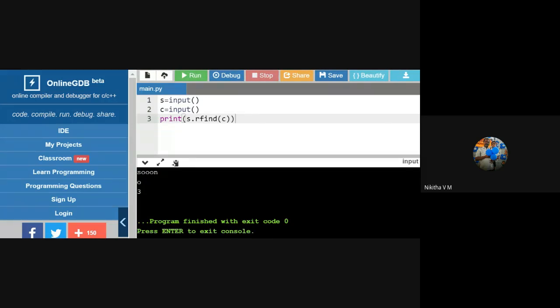How is it 2? Look at the screen. What am I taking? 0, 1, 2 and 3. The third index I'm having, no? It's going to be 3. Alright. So let's check with another example also. See the cipher.